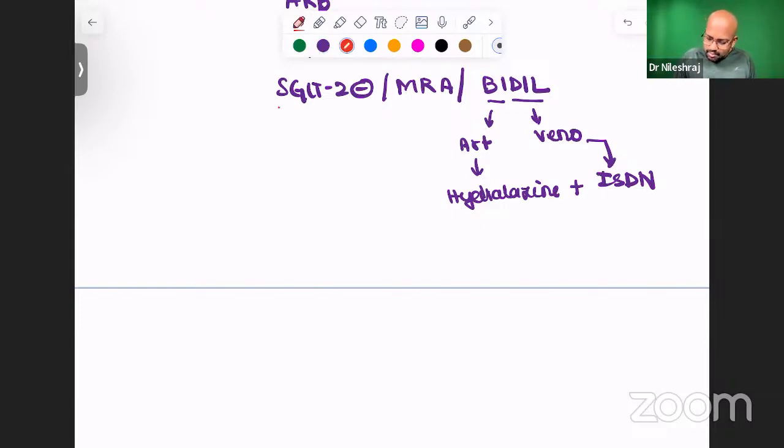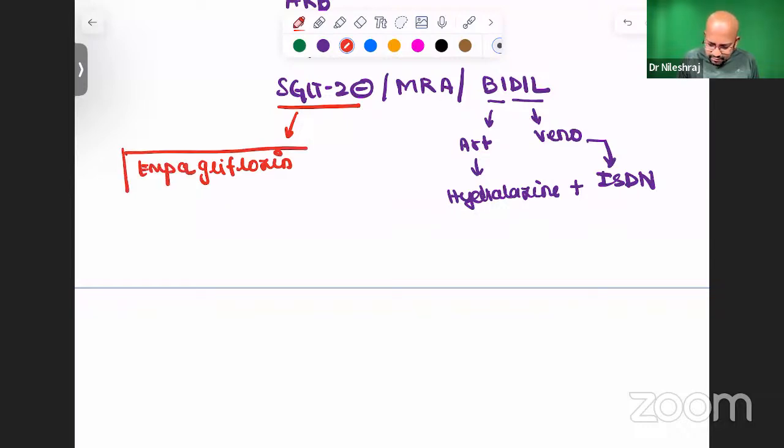Now, what about these SGLT2 inhibitors, buddy? SGLT2 inhibitors are sodium glucose transporter type 2 inhibitors. Example, we have gliflozin agents. The drug's name is gliflozin agents. Out of all the gliflozins, we use empagliflozin. That has been found to be one of the better drugs in treatment of a patient with heart failure.